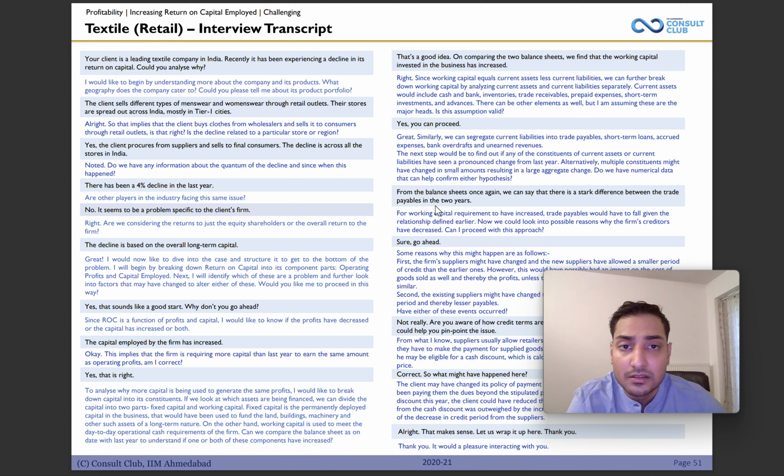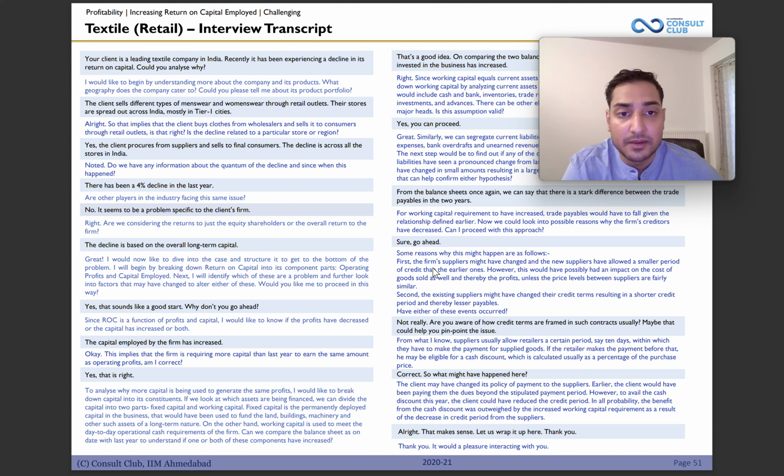Okay. The working capital requirement has increased, so trade payables would have to fall, given the relationship defined earlier. Now we can look into possible reasons why the firm's creditors have decreased. Can I proceed with this approach? Yes, sure, go ahead.